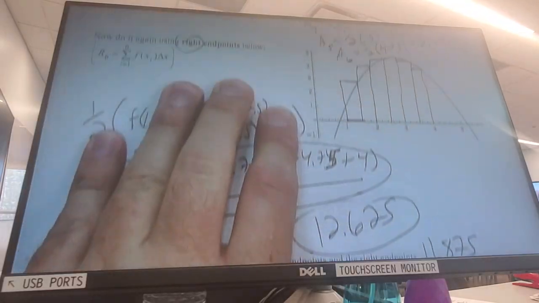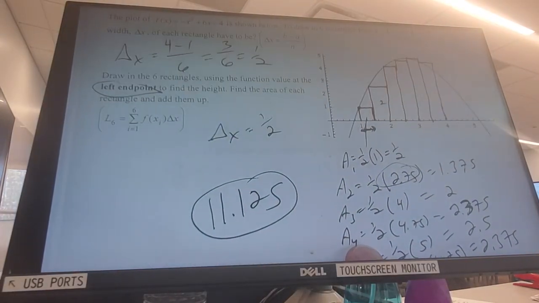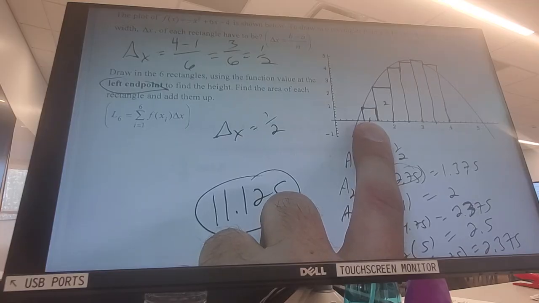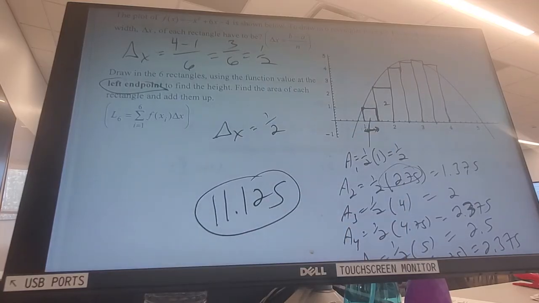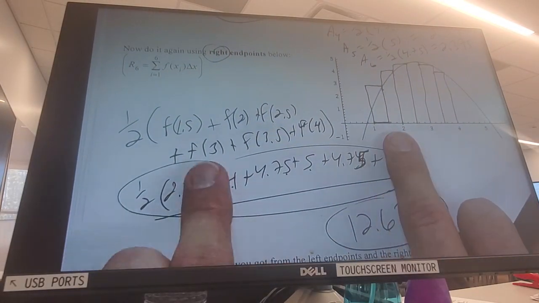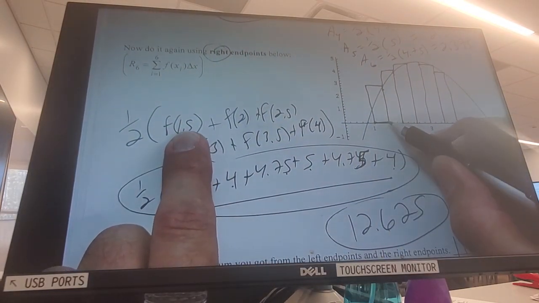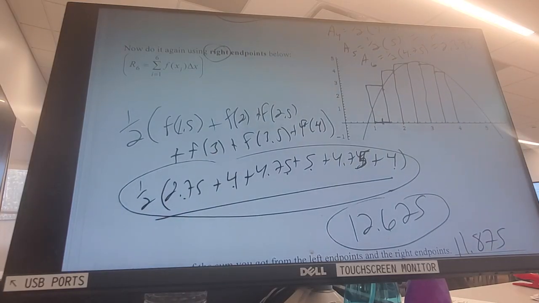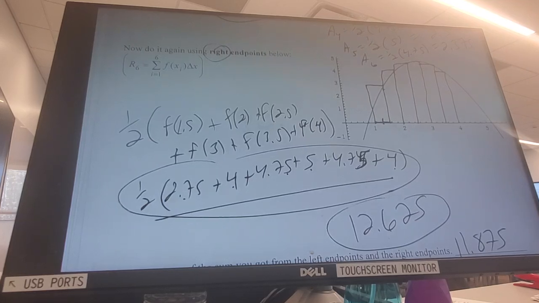Now, just a quick note. I never really talk much about this, and then it's in the homework. If I wanted to use the midpoints to figure out how tall the rectangles were, what's the midpoint? The midpoint is just the middle of the rectangles. So the first rectangle goes from what to what? 1 to 1.5. What's the middle of that? 1.25. So I would have put a 1.25 here.